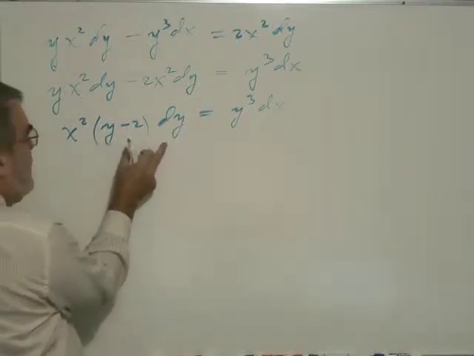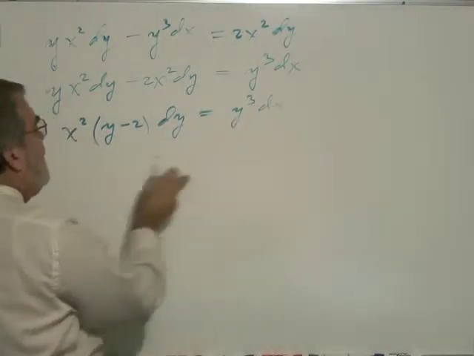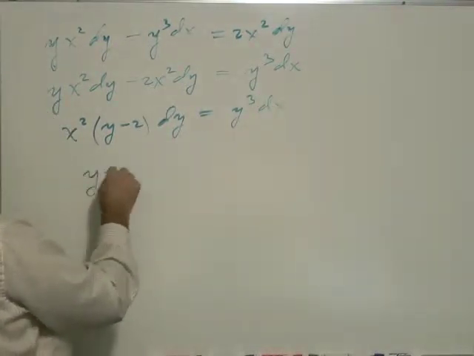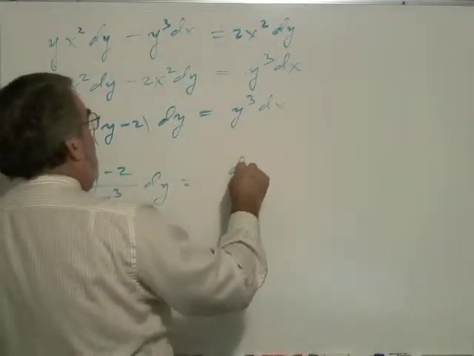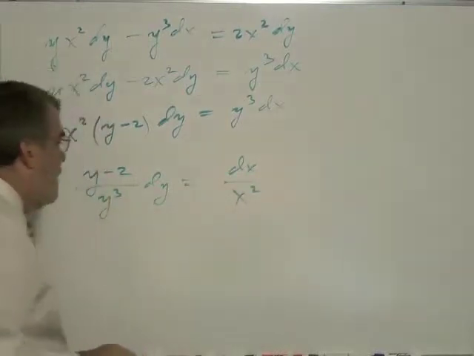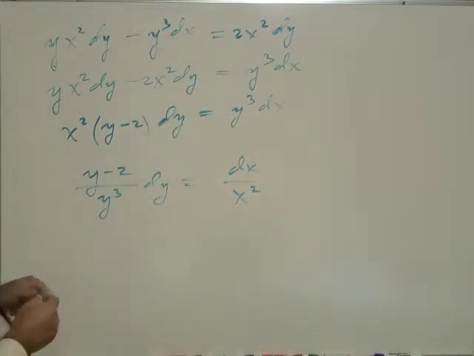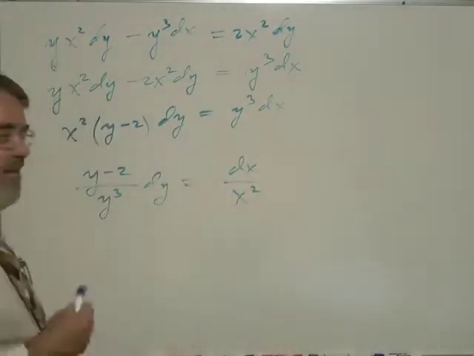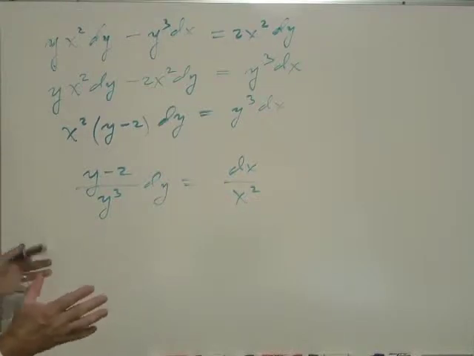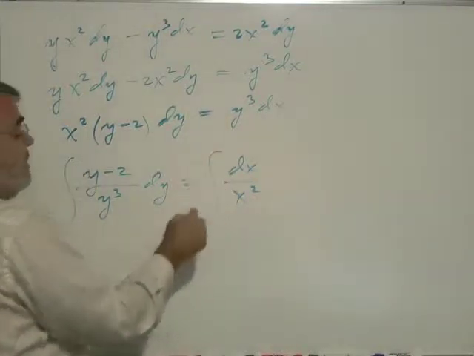So I want to have nothing but y's on the left side, so I'm going to divide both sides by x squared and divide both sides by y cubed. So that gives me (y minus 2) over y cubed dy equals dx over x squared. Alright, so through algebra we separated x's from y's and the differentials as well. Now your differentials have to be numerators. You can't divide by a differential and expect to do anything with it. But at this point we can take care of the differentials by integrating both sides.